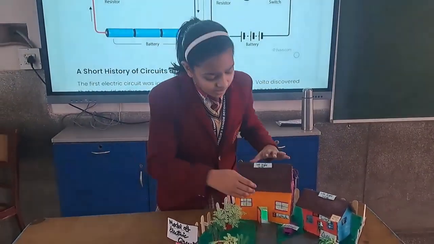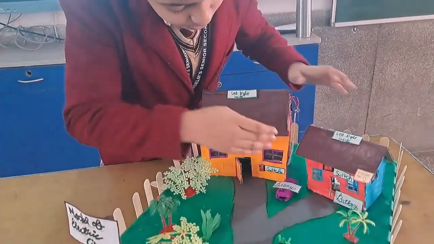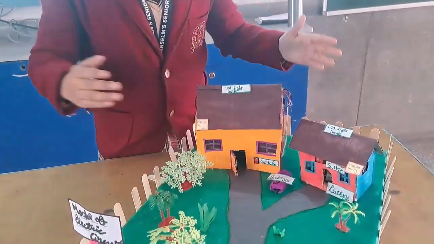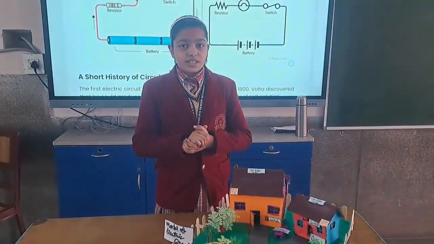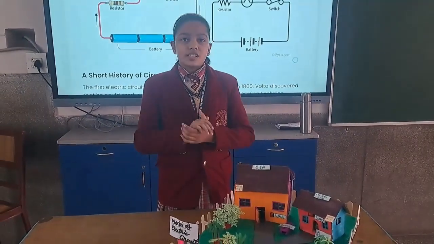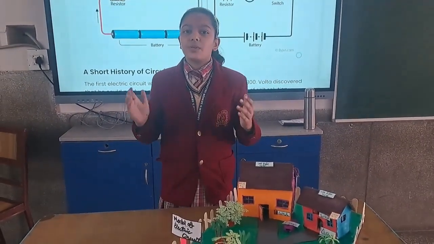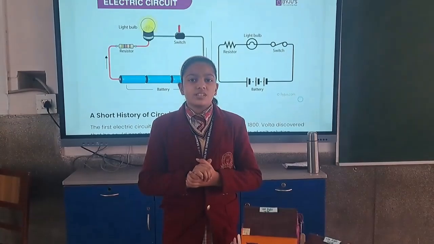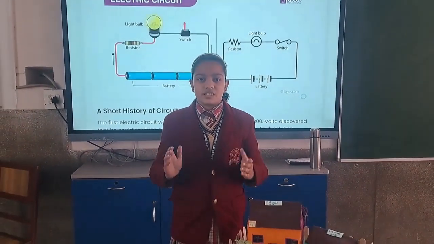And if I turn off the switch in both of the houses, the light is not glowing in both of the houses because now it is said to be an open circuit, and an open circuit does not allow the electric current to flow in the circuit.